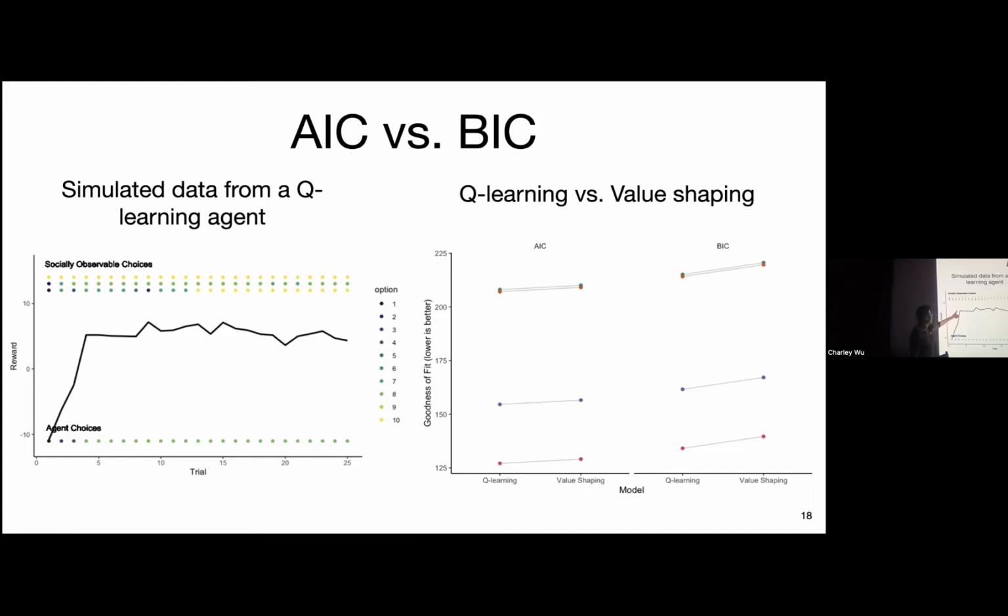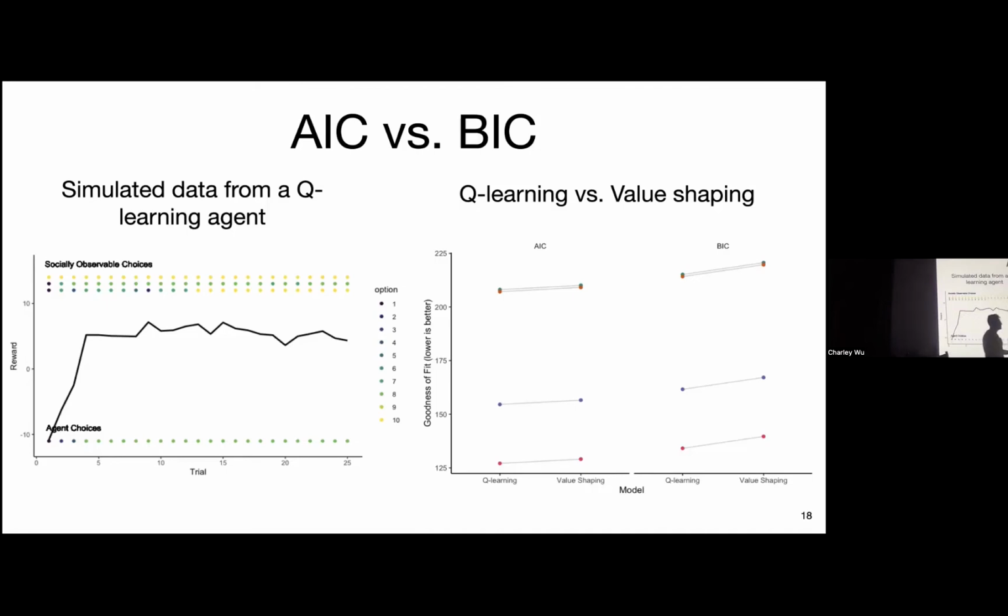This black line represents the rewards that they got for each of these choices. So what we're giving the model is this information here. We're giving the models information about the choices the agent made, the rewards that they got, but also the social information that could inform their choices. We don't know, and we want to see how that information affected their choices, if at all.